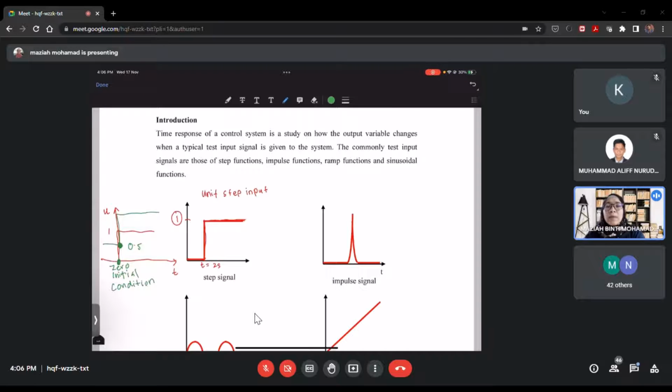For example, if you have an oven system, and you set the oven to 180 degrees Celsius. Initially it is 0, then you change the input to 180 degrees Celsius. So it becomes a step input. Initially it is 0, and then you change to 180. So that is an example of step input.